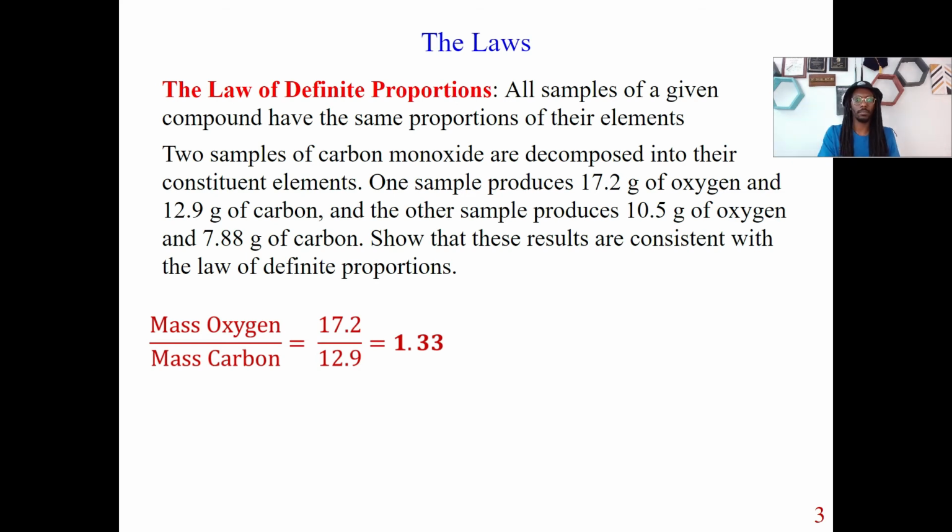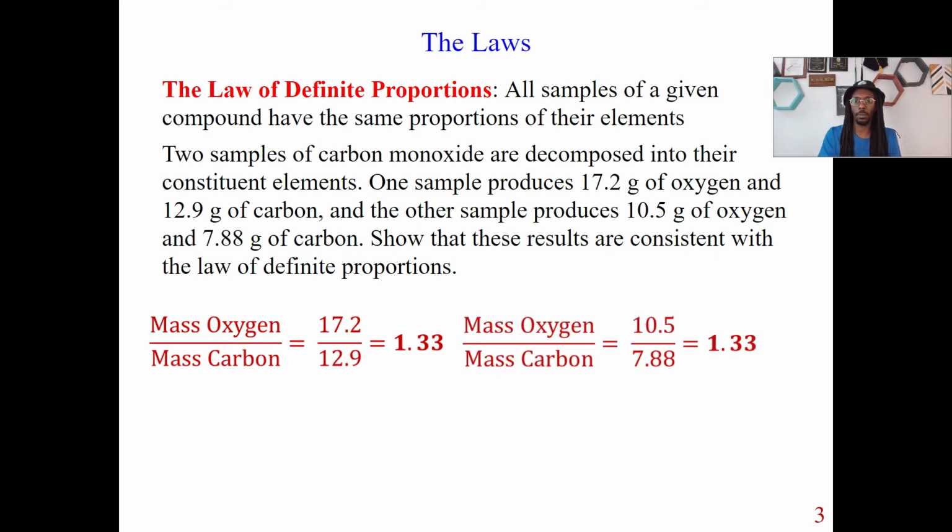So let's double check. The next sample I have is 10.5 grams of oxygen and 7.8 grams of carbon. All right. So is this going to give me the same ratio? Correct. It will give me the same ratio. Because for the mass of oxygen, we're doing the same thing, getting our ratios here. 10.5 divided by 7.88 equals 1.33. The same exact ratio as my other sample here.